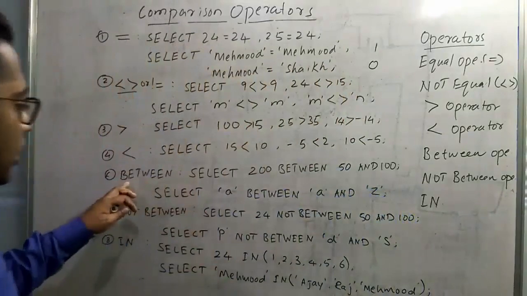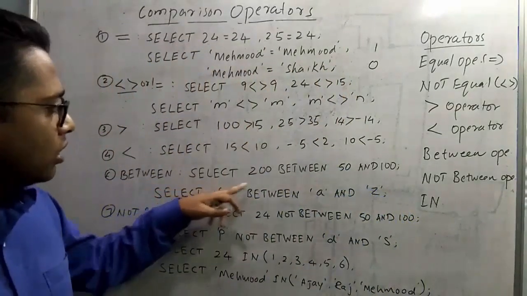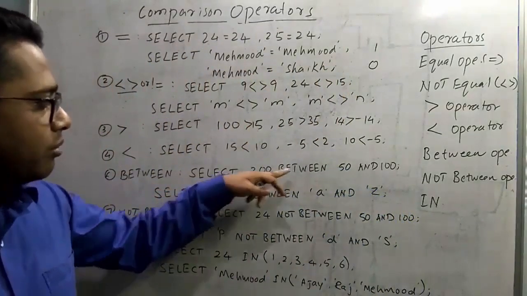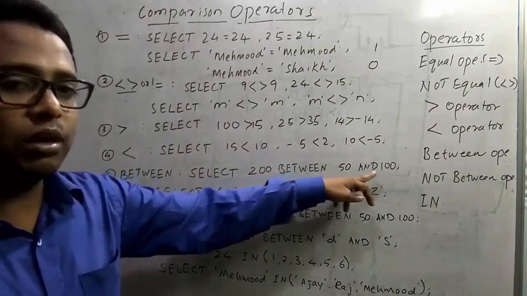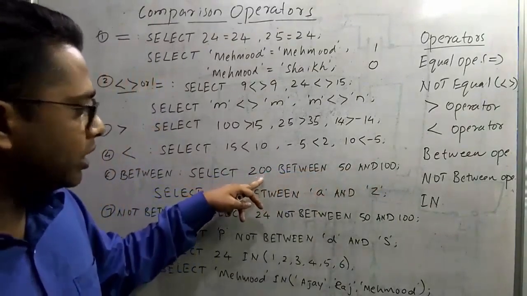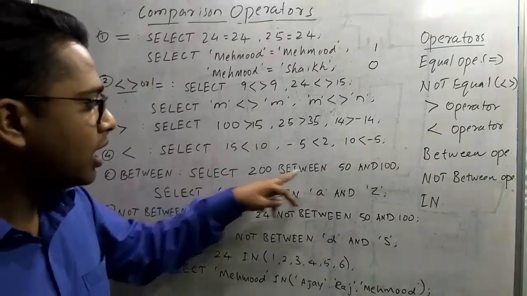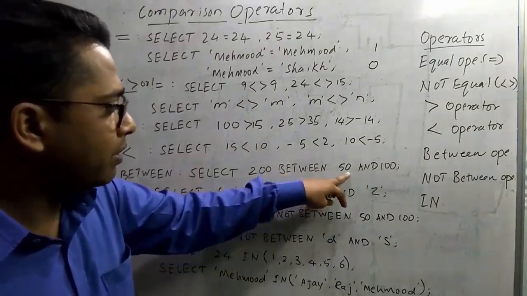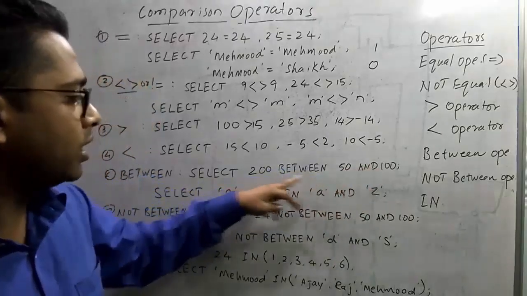Here you can see I have written a query. Select 200, select 200 between 50 and 100. What does this mean? Here you can see you are checking whether the number 200 is present between 50 to 100.